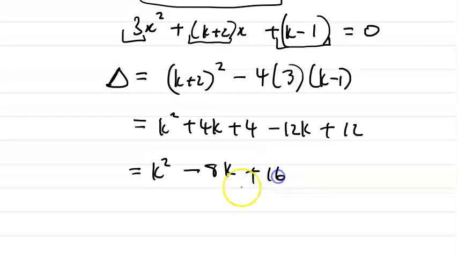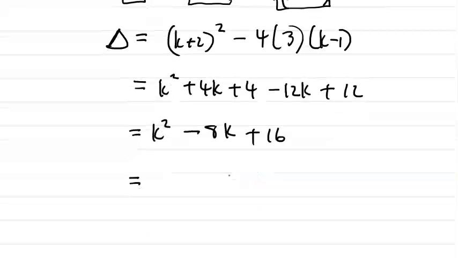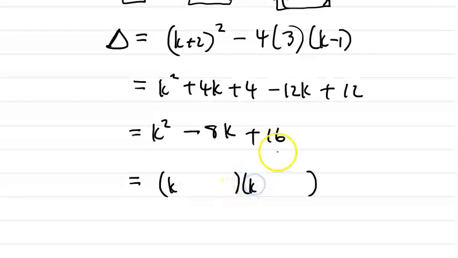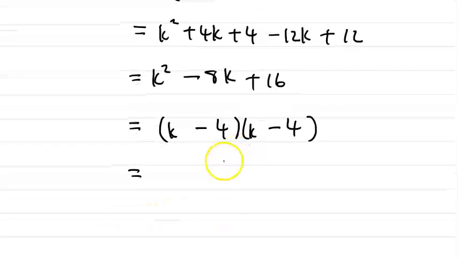Positive 16. Now I want to see whether I can factorize this. Let's see if we can factorize this by inspection. k squared is k times k. Factors of 16 that multiply to give positive 16 and add to give minus 8 will be minus 4 and minus 4. What do you notice about this? Well, this is a perfect square: (k minus 4) all squared.